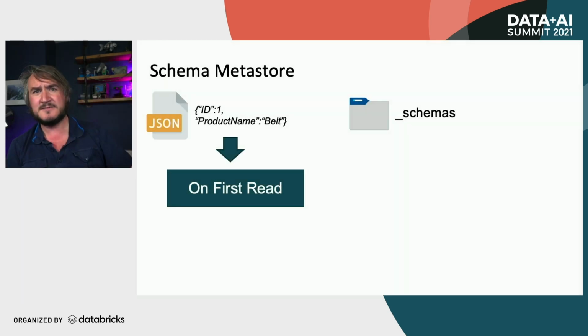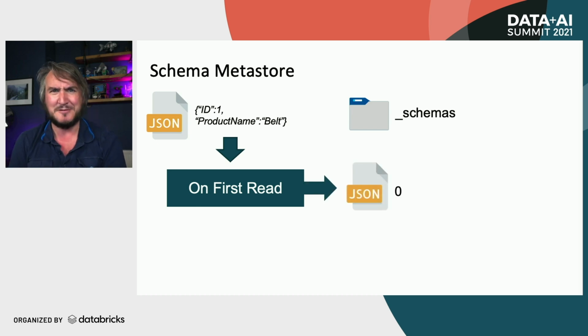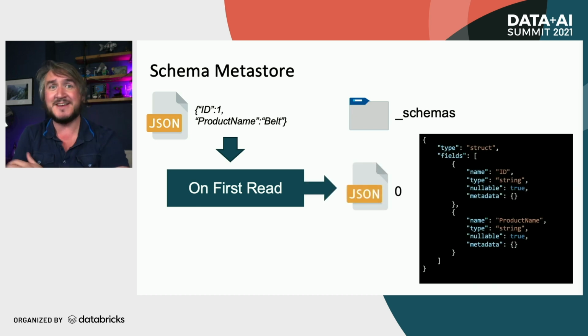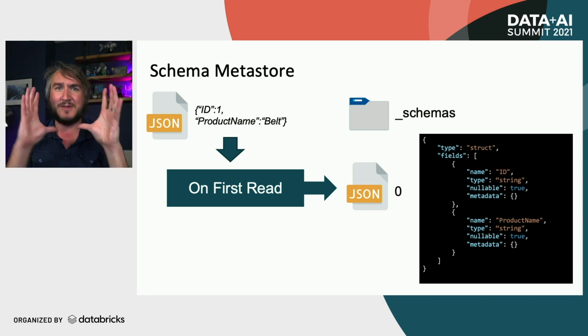So in this case, we're dealing with that straight file. The first time we turn on Autoloader, the first time we run this thing, it's going to take a look at that initial file and go, cool, it's got 2 columns. It's going to store that as a metadata file inside my schemas folder. So I'm going to have a 0 file, and it's going to have a little bit of JSON in there. There's a bit of metadata wrapping, but then it'll say, well, here's my struct.